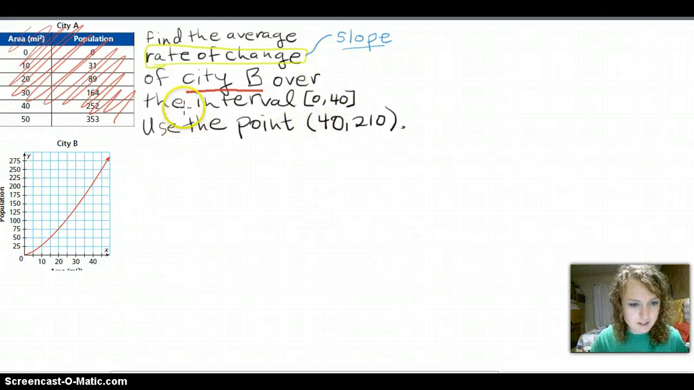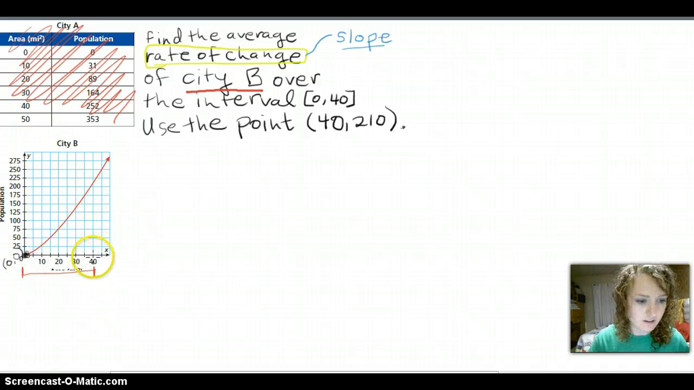Okay, now the other thing it talks about is the interval of 0 to 40. Well, let's take a look at what that means on the graph. That means we're looking at the data from 0, this point here, all the way over until 40. But we're not going to keep going past 40 because it says to stop there. So for this interval, let's look at the points that we have at the beginning and the end of the interval. This point here is just 0, 0, right? The starting point.